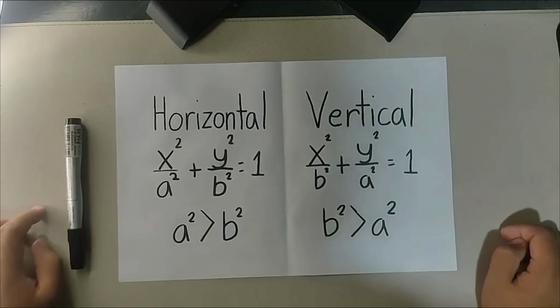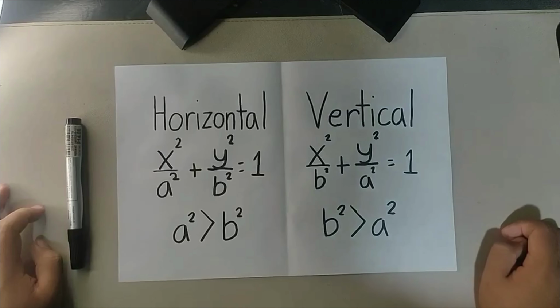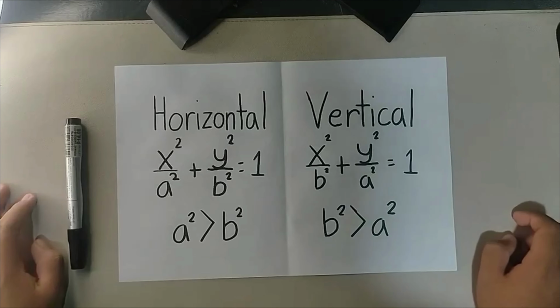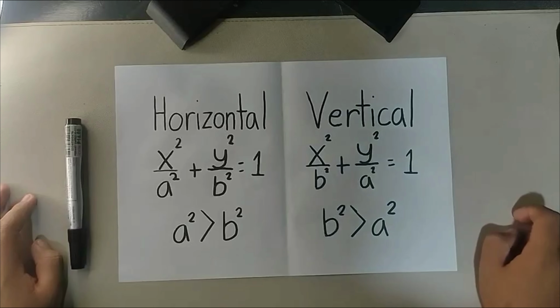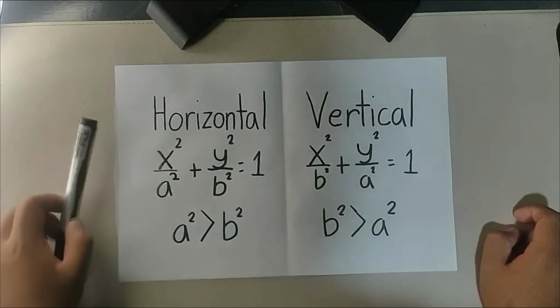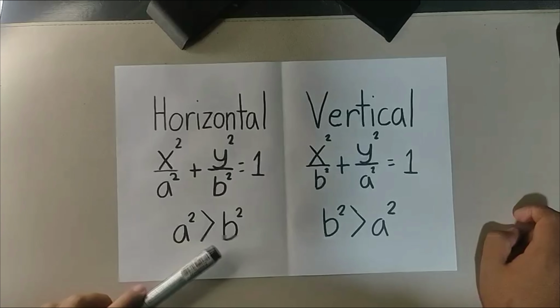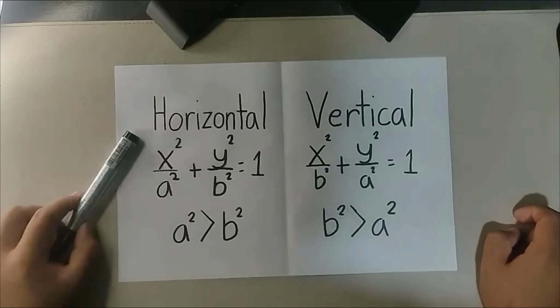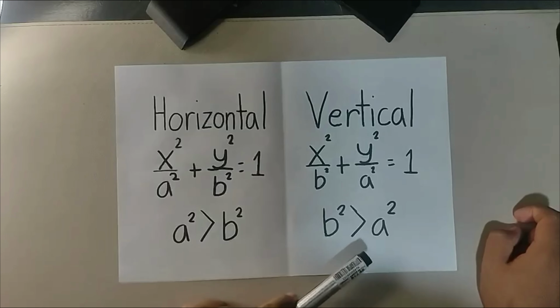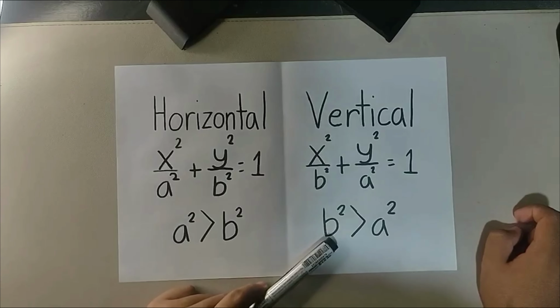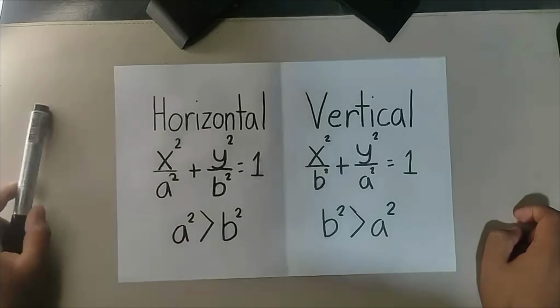So, in order to solve an ellipse centered at the origin, follow these steps. First, identify if your ellipse is horizontal or vertical. In order to determine if your ellipse is horizontal or vertical, you must look at your given. If your a squared is greater than your b squared, then it's horizontal. But if your a squared is less than b squared, then it's vertical.